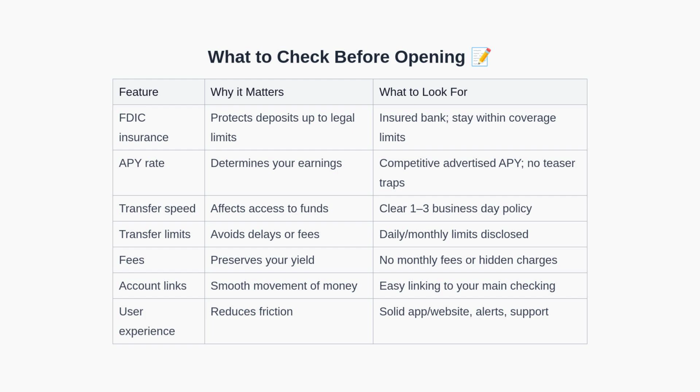Furthermore, before opening an account, review this checklist. Confirm FDIC insurance and keep total deposits within the coverage limits. Compare APY among reputable institutions, avoiding teaser rates that drop quickly. Understand transfer speed so you can plan ahead. Check for any daily or monthly transfer limits to prevent surprises. Ensure fees are minimal or non-existent to preserve your yield. Verify that linking to your primary checking account is straightforward. Lastly, evaluate the user experience of the app or website and the availability of customer support, as these affect day-to-day convenience.